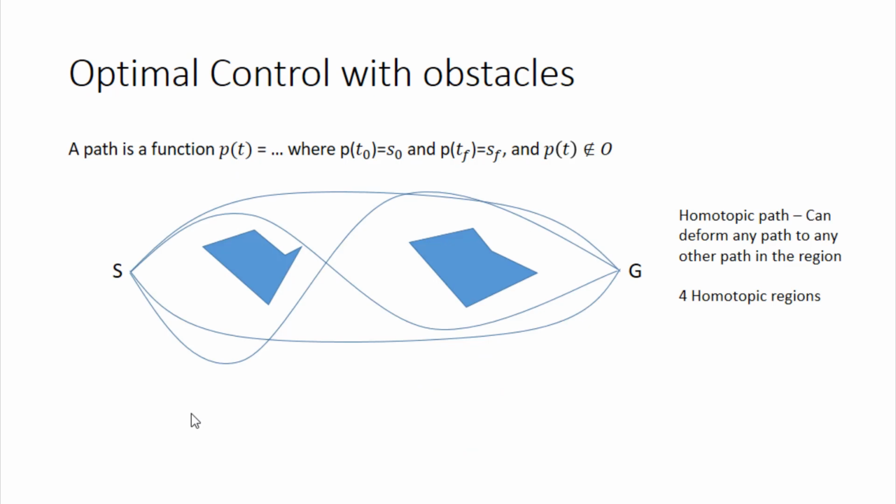So what you see here is that we have some start S and we have a goal G on the right. And I've drawn 4 paths to get there, and they don't touch these obstacles that we have in the middle.